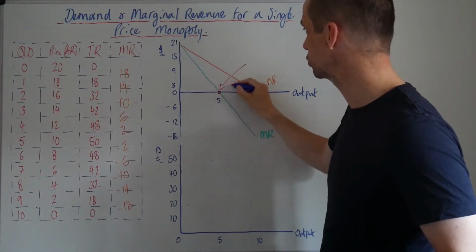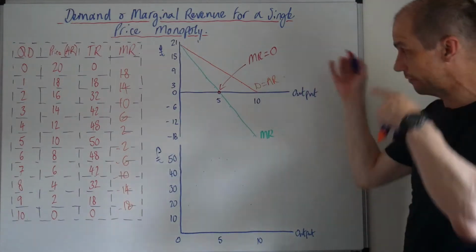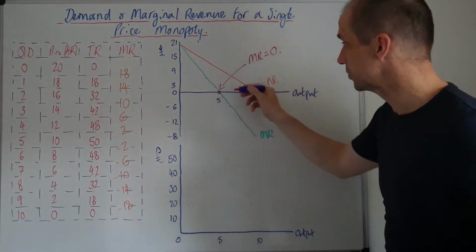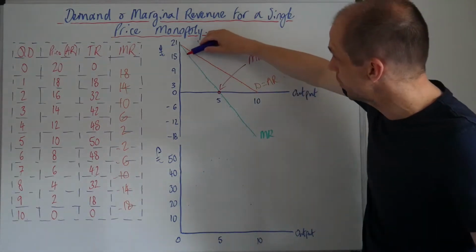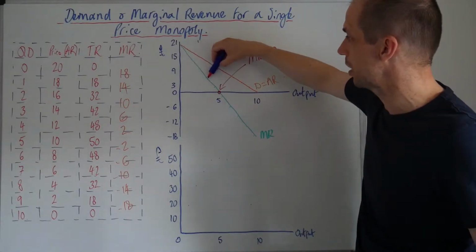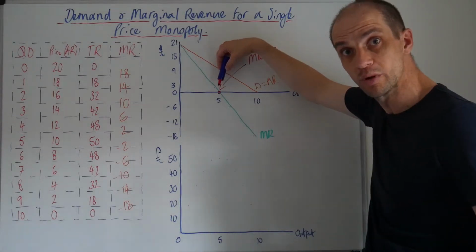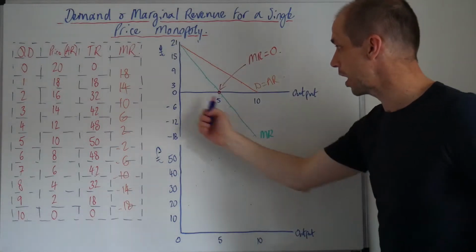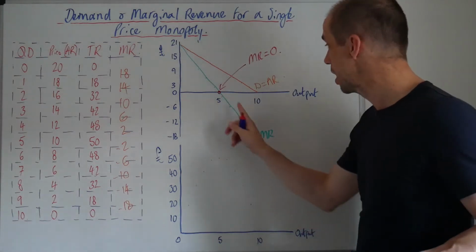So where marginal revenue equals 0, MR equals 0, this is very, very significant. The reason being because this will be the point where total revenue is maximized. Here we can see as we come down our marginal revenue curve, we are continuing to add more revenue from each additional unit of output that we actually sell. So we continue to add more and more revenue to the total revenue accumulated.